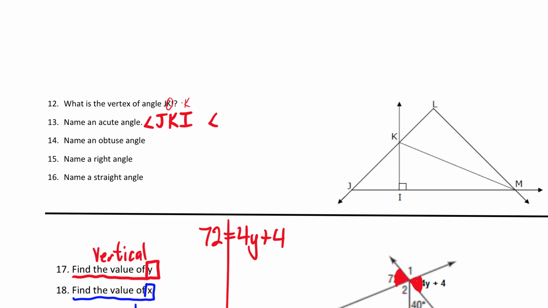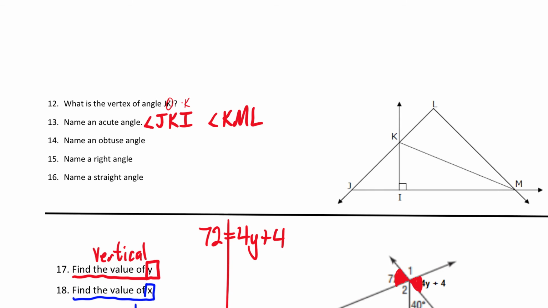KML would work. Yep. Wait, JKI? I thought JKI is right. No, JKI is this angle right here. Look, this is the angle. That's less than 90. Is KIM? No. Okay, so yeah, we'll get to that in just a second. Okay, so name an obtuse angle. Wait, but if you said JIK, would that make it acute? Yes.